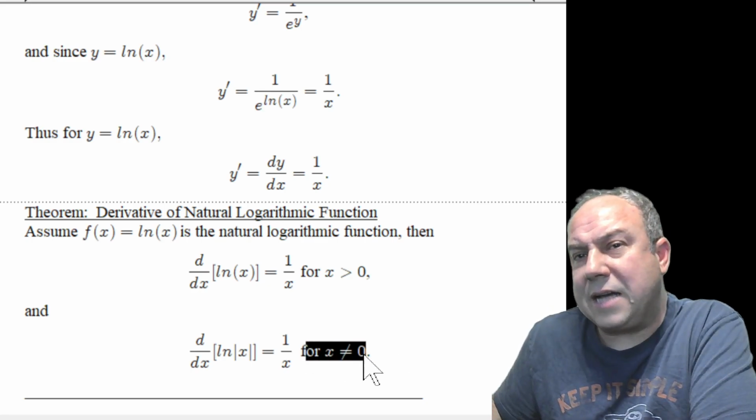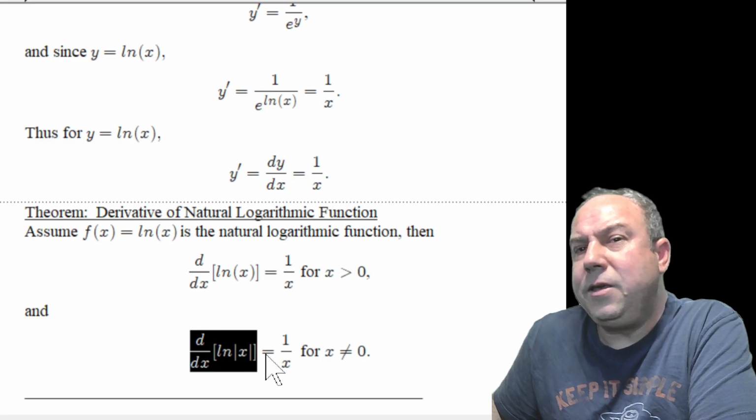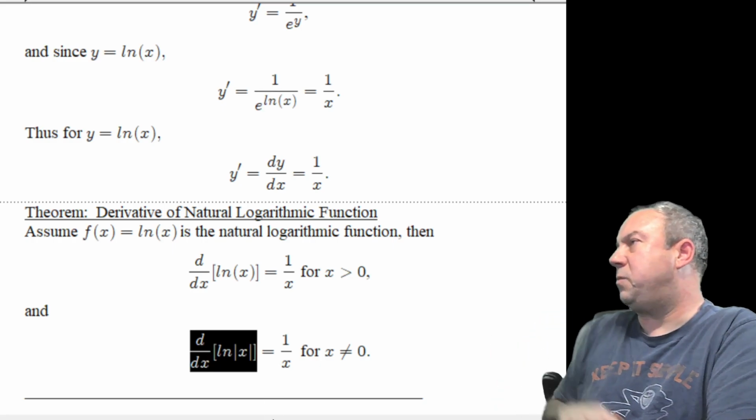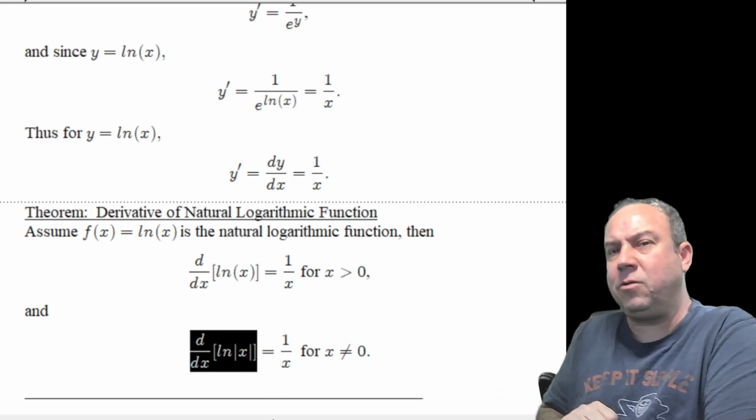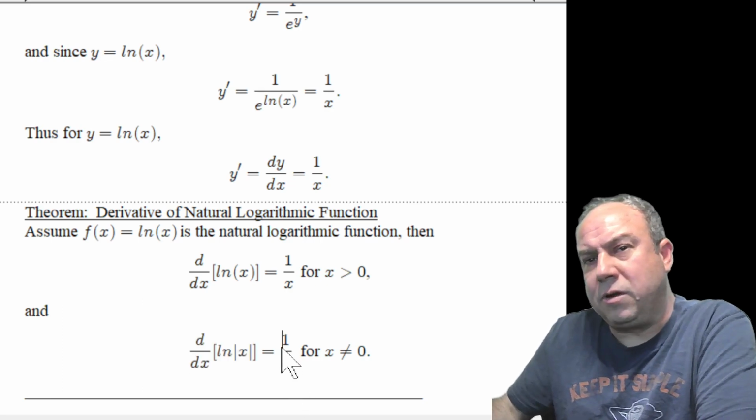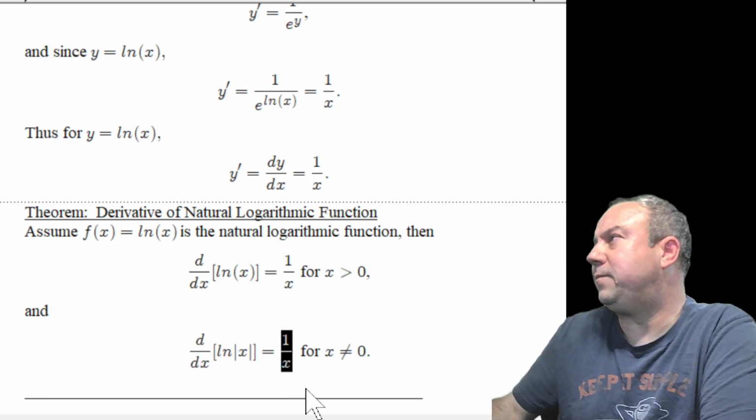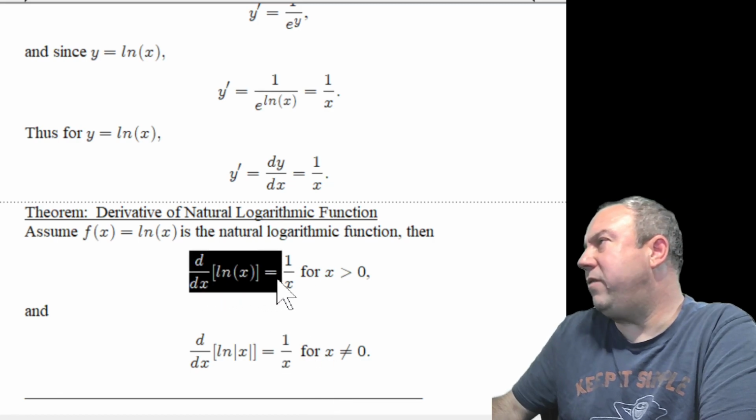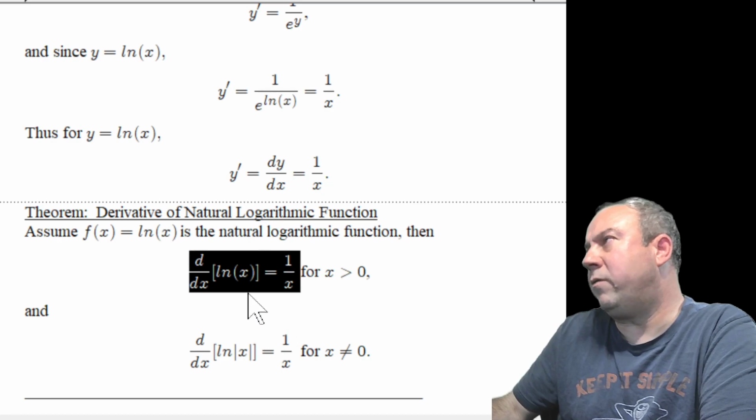Or, and this is incorrect, let me correct this, not equal to. For the case where x is not equal to 0, you could be interested in the derivative with respect to x for the ln of the absolute value of x. And that also is equal to the value of 1 over x. The derivative of the ln of x is always equal to 1 over x.